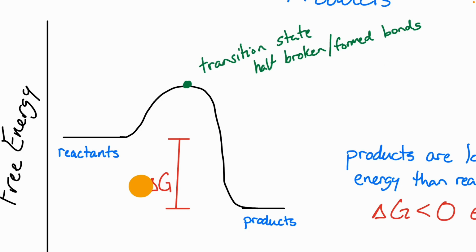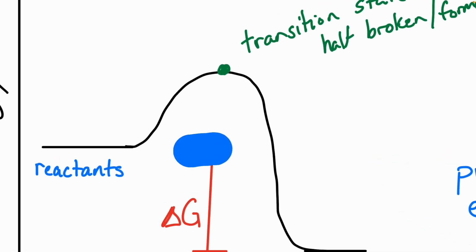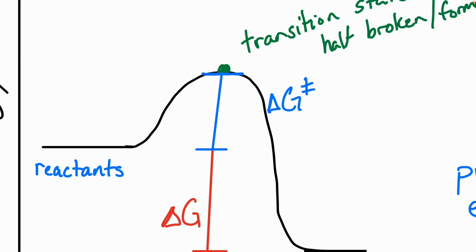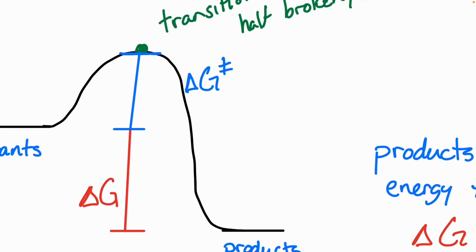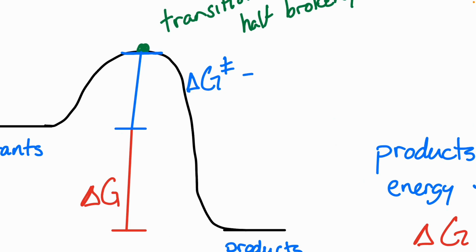Okay, so this distance right here, the distance from where you're starting, which is your reactants, to your transition state, gets this symbol, delta G double dagger. It's got this superscript here. We call it a double dagger. I don't know if that's the real name, but that's what people call it. So this delta G double dagger is otherwise known as the activation energy of your reaction.